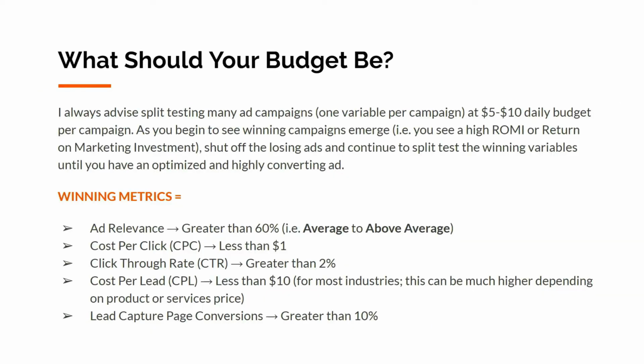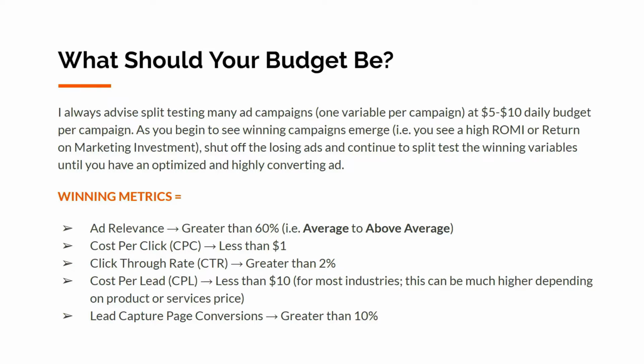So what should your budget be? I always advise split testing many ad campaigns, remember, 1 variable per campaign, at that rough $5 to $10 daily budget per campaign. As you begin to see winning campaigns emerge, and you see a high ROMI, or return on marketing investment, shut off the losing ads and continue to split test the winning variables until you have an optimized and highly converting Facebook ad. These winning metrics are the average of all my current clients. They may be different for your niche, but they should be a nice base point for you.